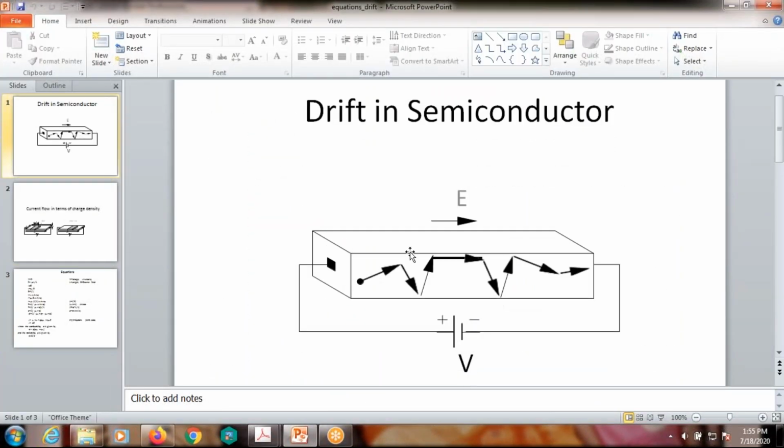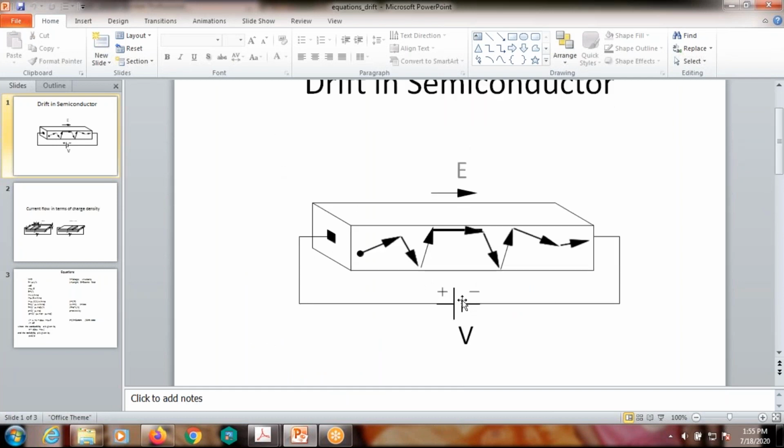This is the drift in a semiconductor. We applied a voltage V, and an electric field is created in this direction, and these arrows indicate the hole movement, not electron movement. Within this silicon material, the movement of charge carriers is random, and they assume that they travel with a constant velocity and reach the other end. This is the hole movement. Similarly, electron movement is opposite to the hole movement, and the conventional current direction is the same as the hole current direction.